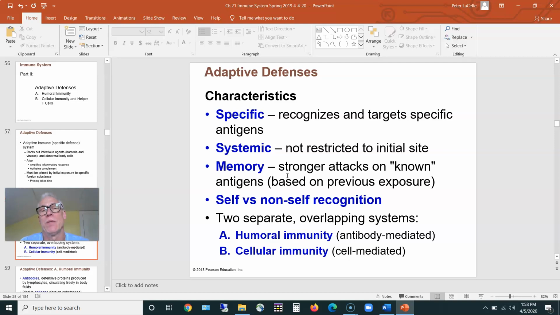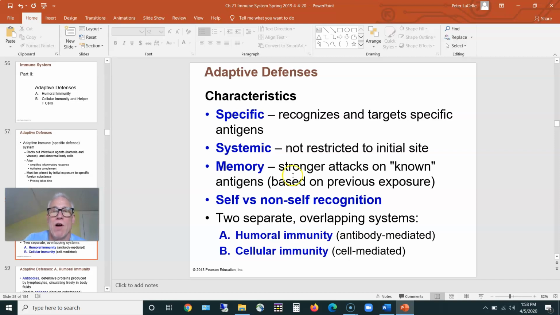Okay, self versus non-self recognition. In order to mount specific attacks, the adaptive defense cells have to be able to identify things that are foreign that have come into the body, and in order to do that, they need to be able to tell the difference between molecules, proteins, cells of your own body versus ones that have come in from outside and that are trying to take over your body.